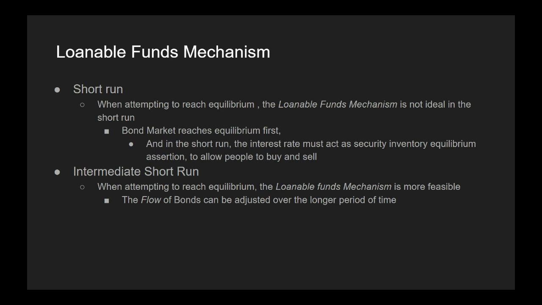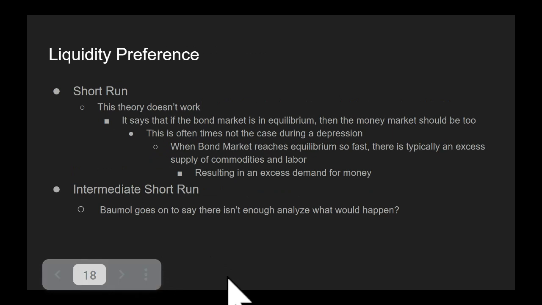In the intermediate short run, though, when there's a little more time, the loanable fund mechanism, which is based upon modifying flow, can function because you can adjust the flow of bonds in and out of the market. For liquidity preferences, though, in the short run, it doesn't work either, because if the bond market is in equilibrium, then it says the money market should be in equilibrium too. But that's not the case because, as we see during depression, when the bond market can reach equilibrium, we can have an excess supply of both commodities and labor, which is usually accompanied by a resulting excess demand for money. So nothing's in equilibrium there, really.